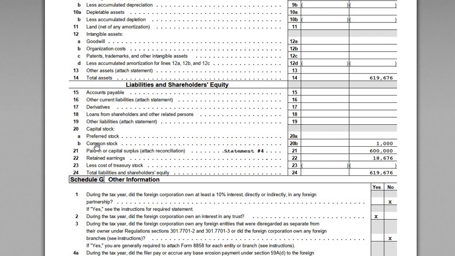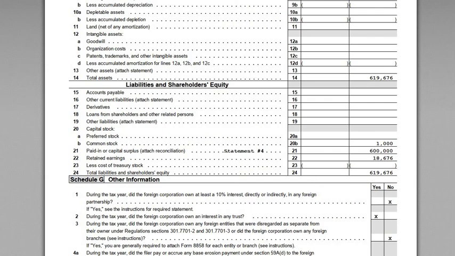If you have multiple classes of common stock, you still report it all on line 20B, but you're reporting the aggregate number, right? So if you have Class A common, Class B common, Class C common, whatever it might be, the aggregate total still gets reported there. And you can include an additional statement if you want to break out those amounts. That's perfectly fine, but the IRS doesn't necessarily require it. And then on line 21, we see our APIC number there. That's the $600,000.